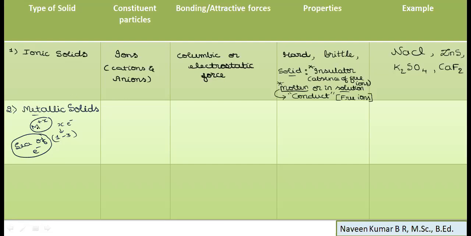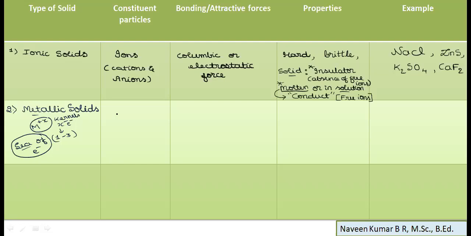Whatever metal we take, based on the tendency of the metal to lose electrons, its respective cationic form is surrounded by the valence electrons, representing the valency of the metal. That forms a sea of electrons with positively charged centers. These positively charged centers are referred to as kernels. These positively charged kernels surrounded by a mobile sea of electrons are considered the constituent particles.